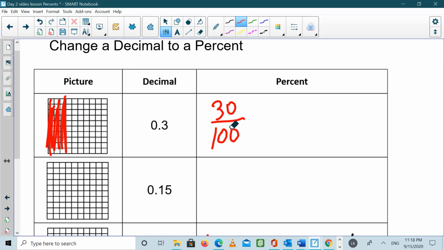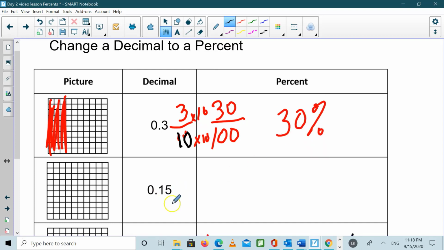That is equivalent to, now you can also write 3 tenths. But that's an equivalent fraction to 30 hundredths, right? Because you can multiply by 10 and then multiply by 10. So what is the percent then? 30%.